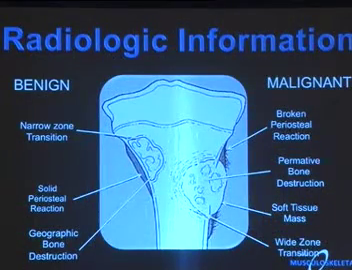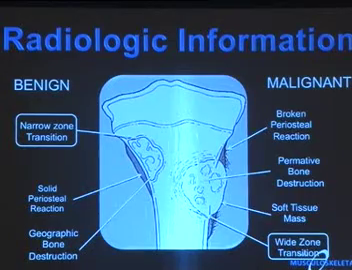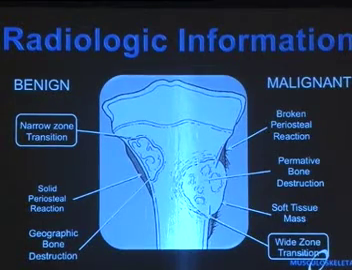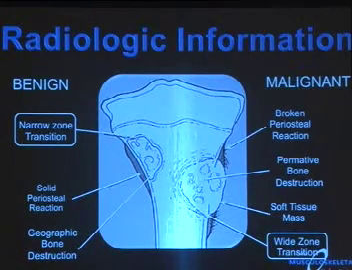Now, this is a very, very important picture because with this picture, there's certain elements there that are going to tell the difference between benign and malignant neoplasms. And so what we first talk about is the zone of transition. Benign tumors have a very narrow zone of transition. The body's almost walled them off. Whereas a malignant tumor has a very wide zone of transition. It's growing so rapidly, the bone can't respond to it.